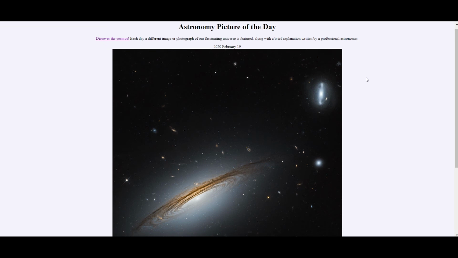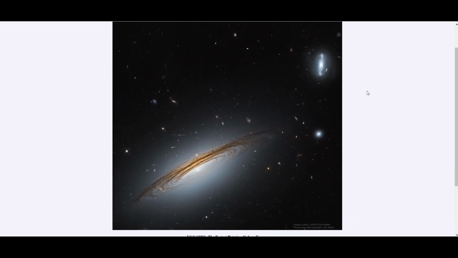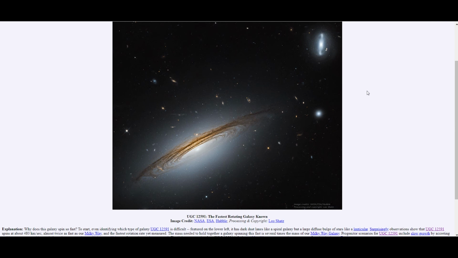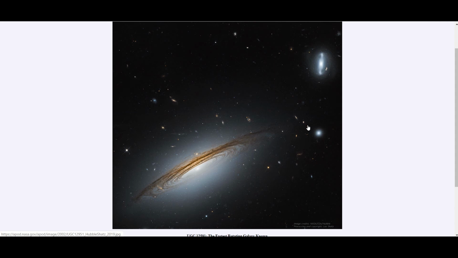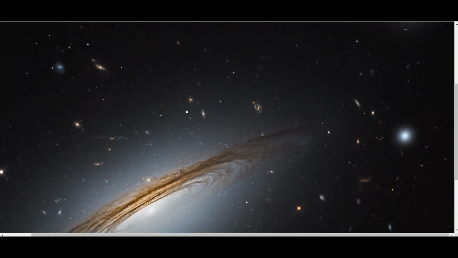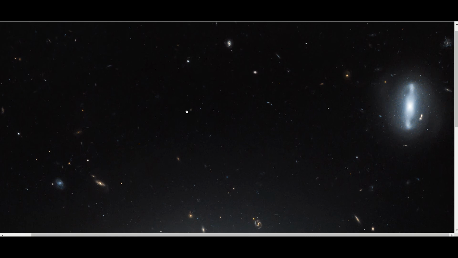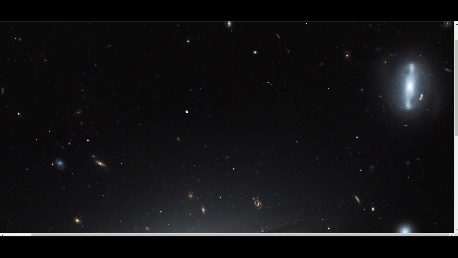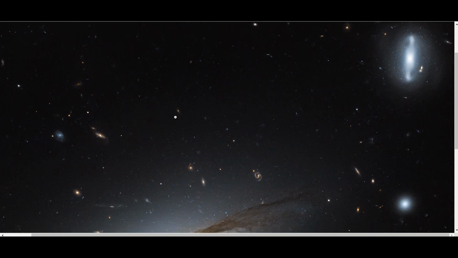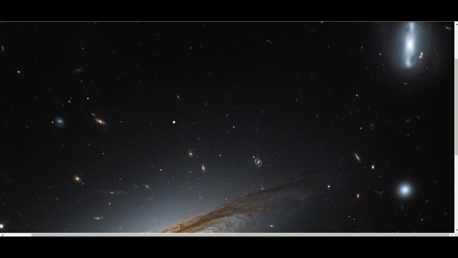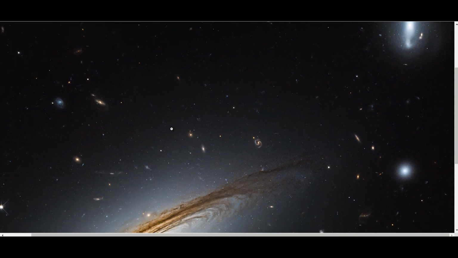It's this beautiful picture of a galaxy far, far away. A galaxy known as UGC 12591. In addition to this massive galaxy in the foreground, you can see hundreds of galaxies in the background. There are certain spiral galaxies, irregular galaxies, you can see some ellipticals, all sorts of galaxies in there.